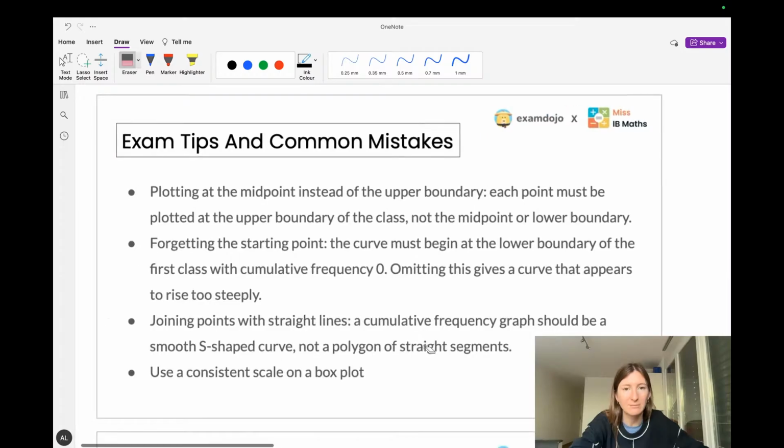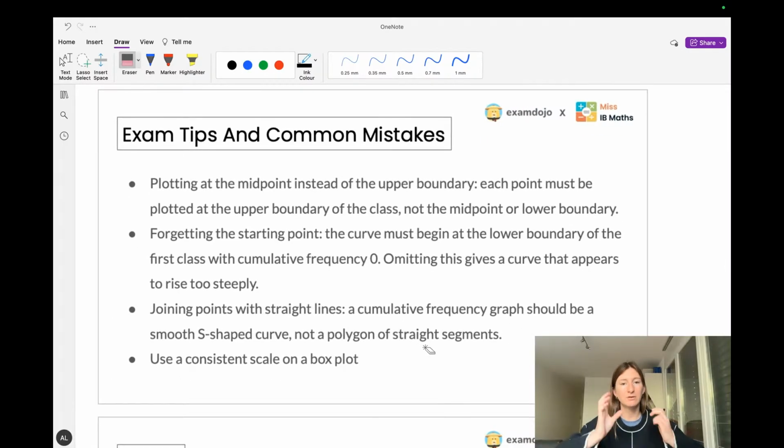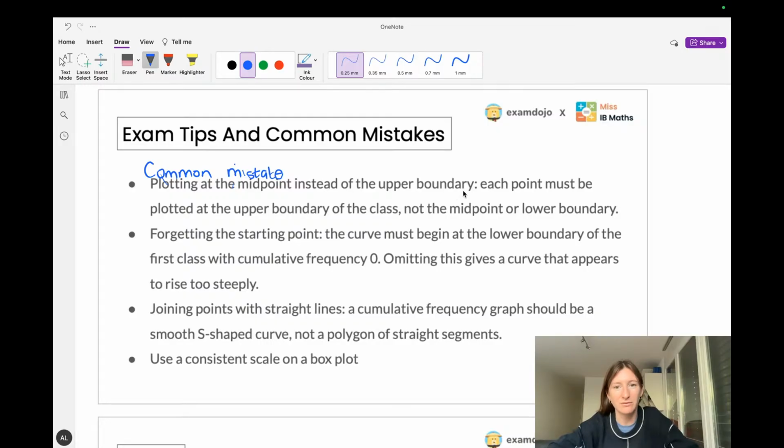So some exam tips for cumulative frequency. A common mistake is plotting at the midpoint instead of the upper boundary. So remember, when you're doing cumulative frequency, plotting at the midpoint is a common mistake. You want to plot at the upper boundary. Remember that. Not the midpoint.